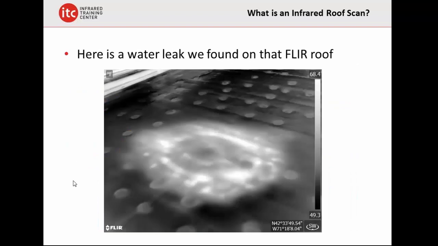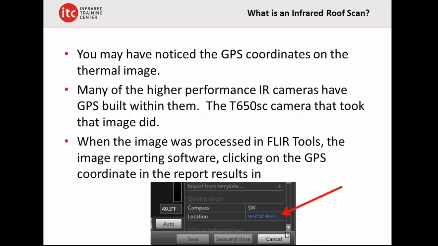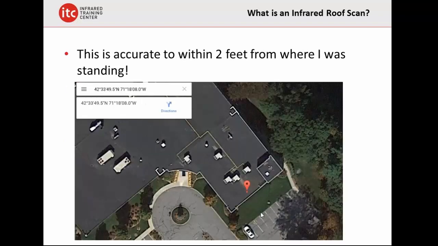Now, if we go back here just for a moment, I took this image with a FLIR T650 SC camera, and you'll notice right down in the bottom right there are the GPS coordinates. That's because that camera actually has a GPS built inside. When I process that image, you'll see the GPS coordinates show up in FLIR Tools. That is one of the things you get when you purchase a higher performance camera. You have the ability to click on that, and, not FLIR Tools, but Google Earth pops up and shows you where you were standing.